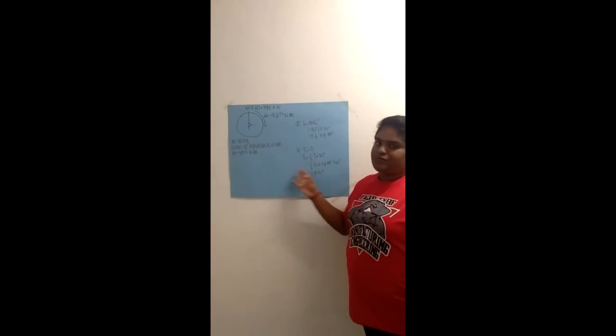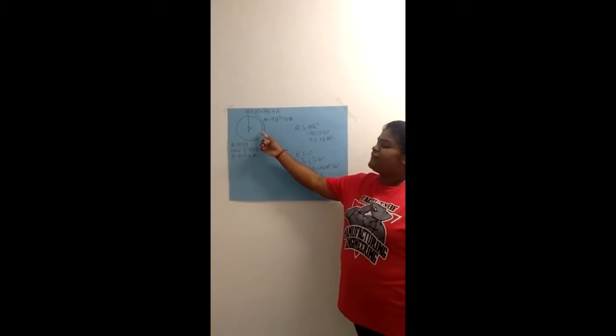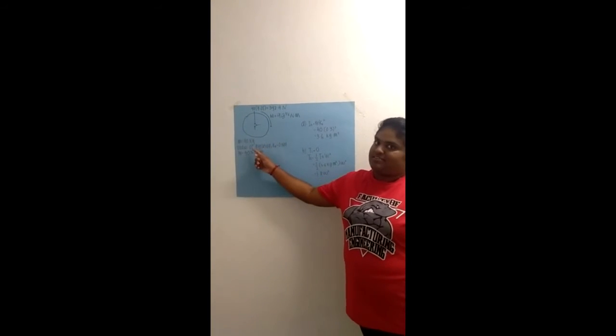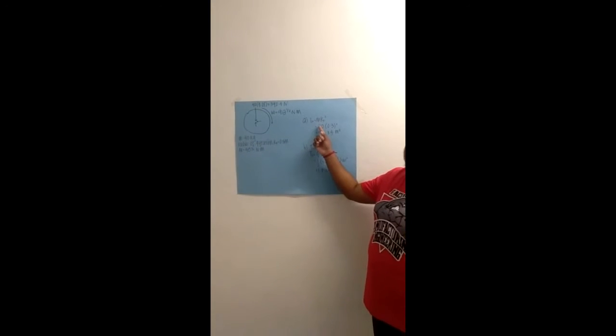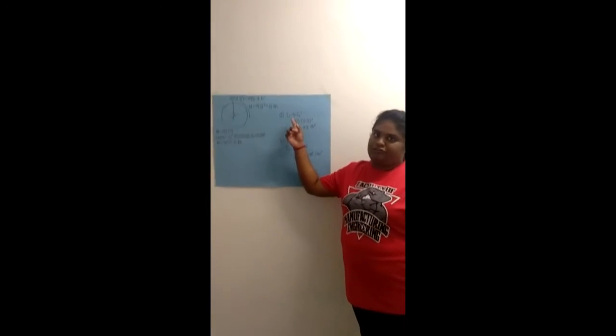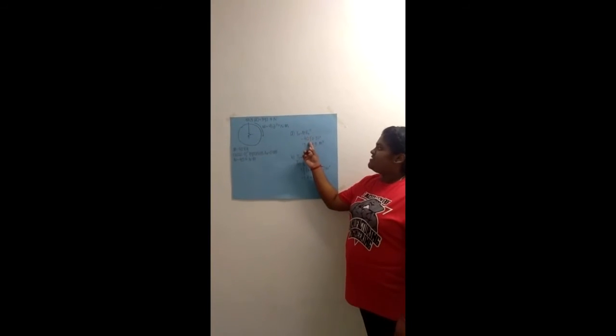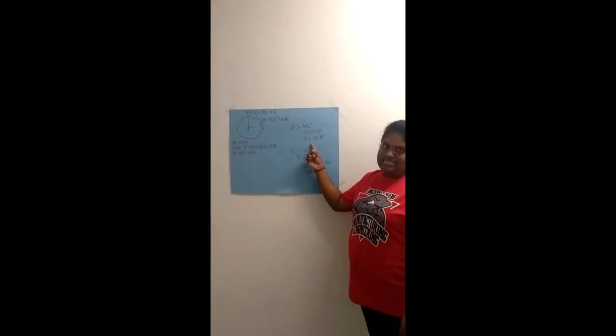This is the solution for question number 8. This is the free body diagram of the flywheel. This is the information extracted from the question. And question A is about moment of inertia. This is the formula of moment of inertia, and we substitute the values to get this answer.